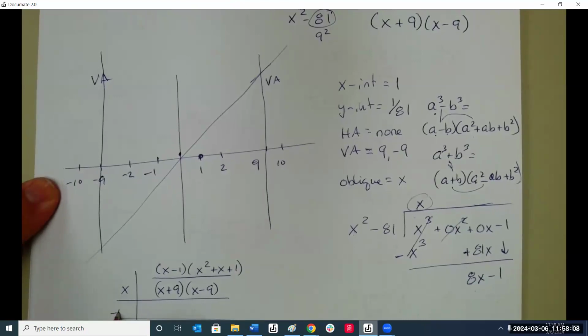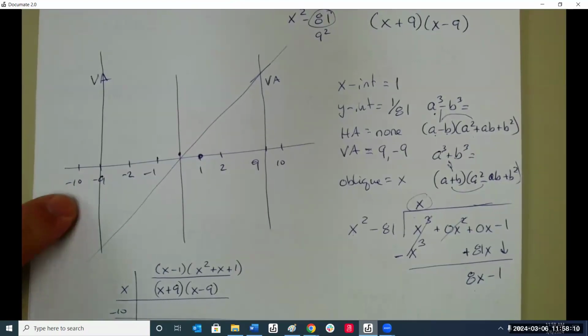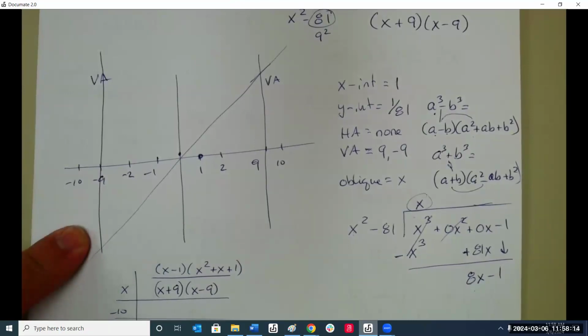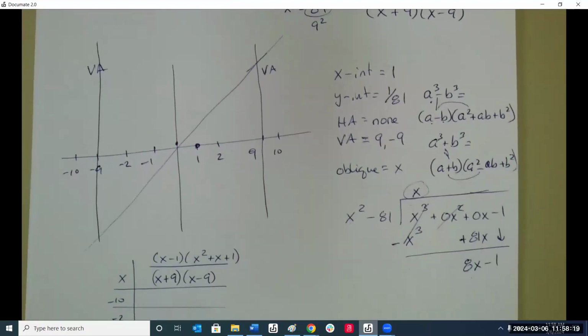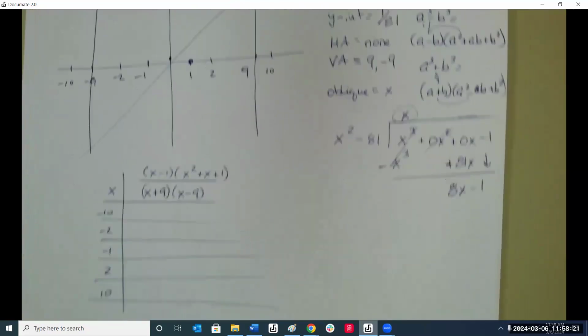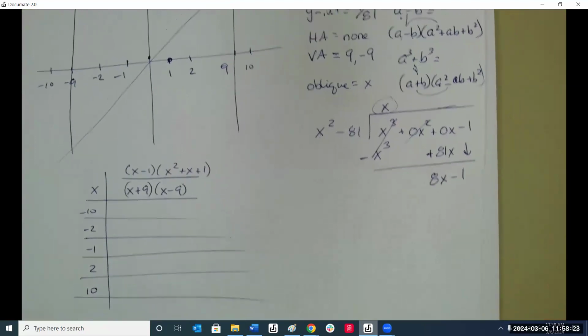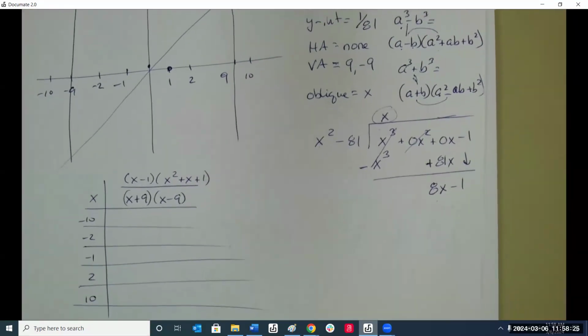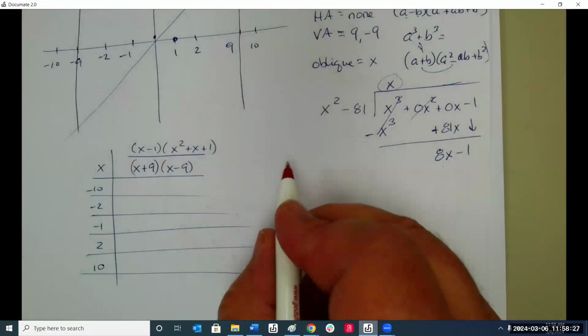So we're going to do -10. We're going to look at that. We're going to do -2, we're going to do -1, 2, and 10. We're going to get those points to see what happens, to get a better idea.